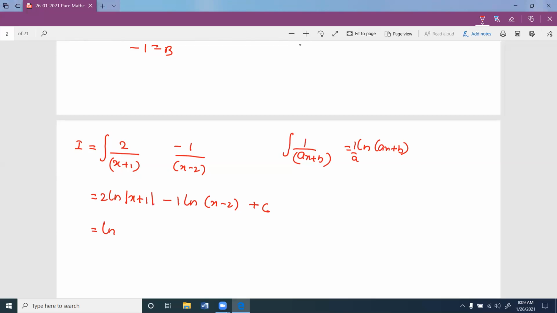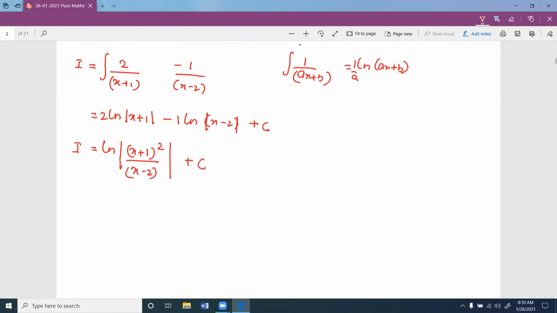If you want, you can simplify it like this: x plus 1 squared, I just brought this 2 in, divided by x minus 2, right? When writing ln, we put this modulus mark in front. The reason to write it that way is that we know ln values do not exist for negative answers. But if you just put a bracket, it doesn't make a big difference. Usually we use this notation to represent that ln does not contain any negative values.